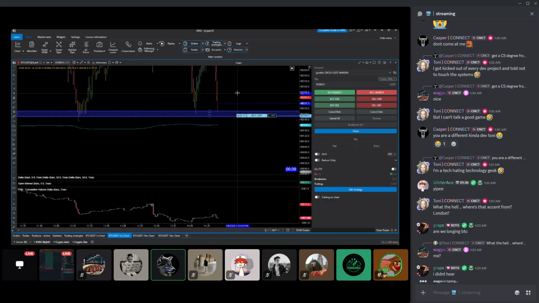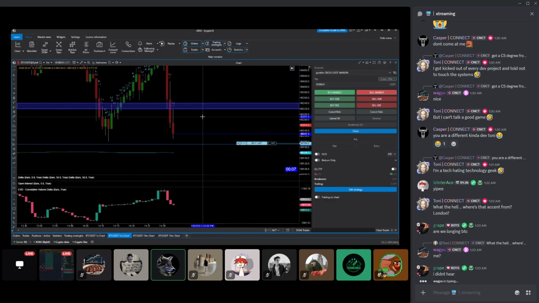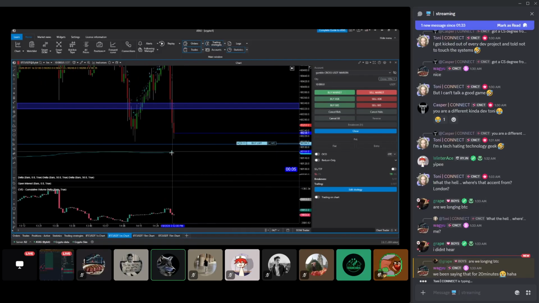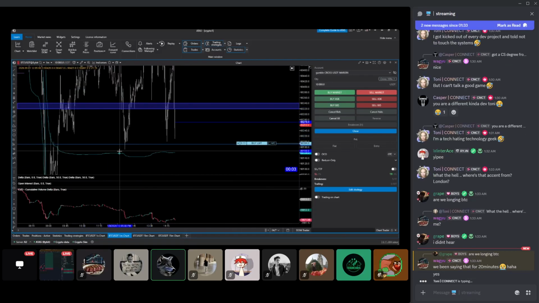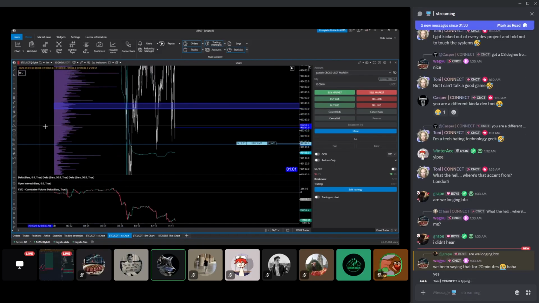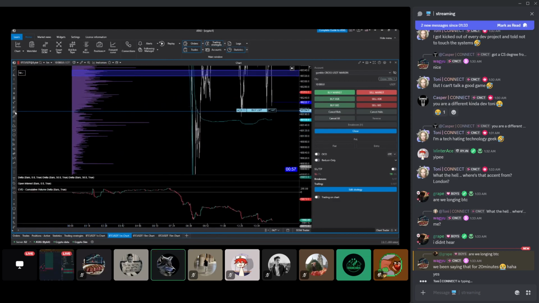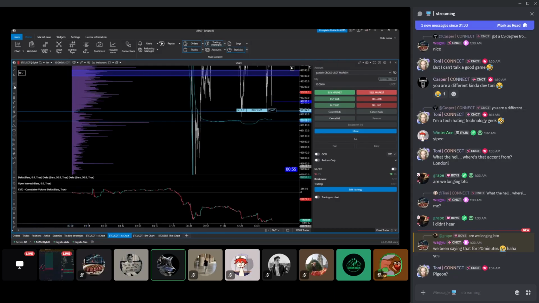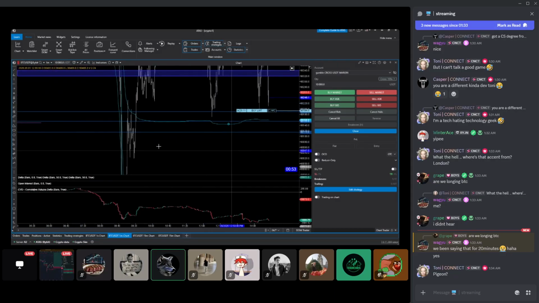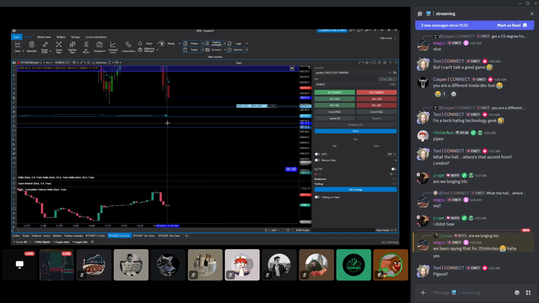And we should be able to reverse back up now if we try to touch this and then go back up, because we did reject once and twice from this level here. And we actually see on the volume footprint, this is the lowest point of volume. We could maybe try to tap all these levels before going down. So these are possible points of entry.